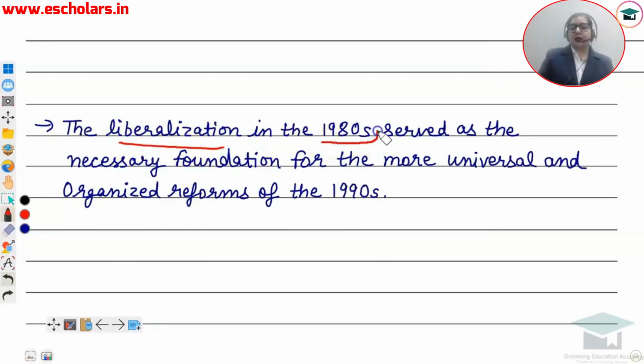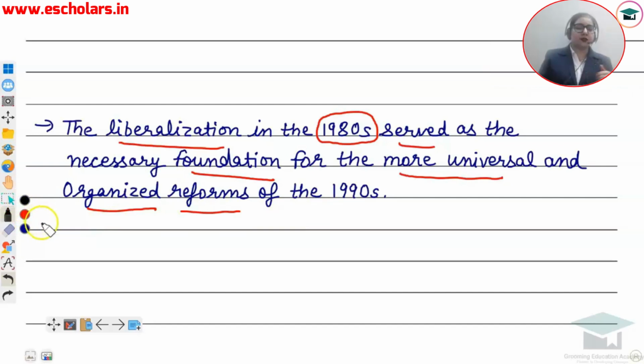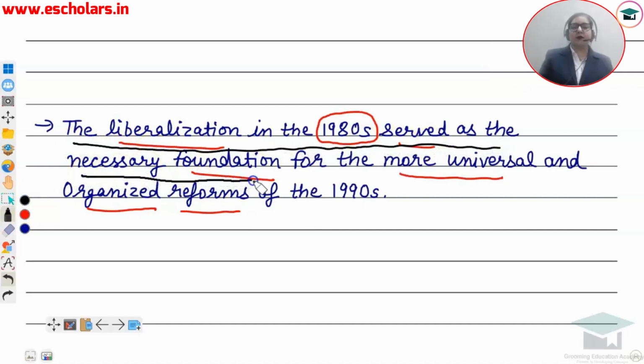Liberalization in the 1980s, that is the early liberalization, served as the foundation, or you can say base, for the more universal and organized reforms that occurred in 1991. So basically I'm going to talk about the LPG policy: liberalization, privatization and globalization. So let's have a look. The liberalization in the 1980s served as the necessary foundation for the more universal and organized reforms of the 1990s.